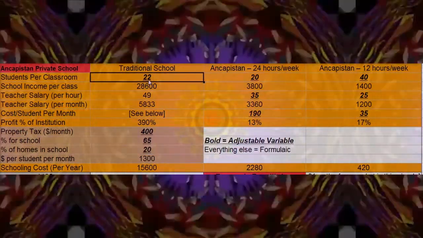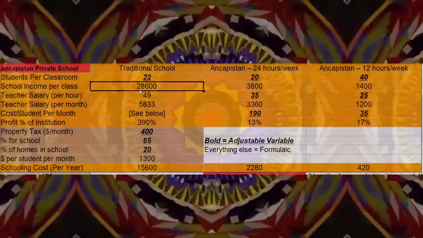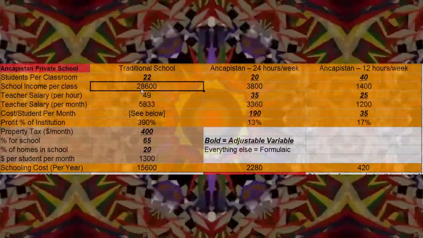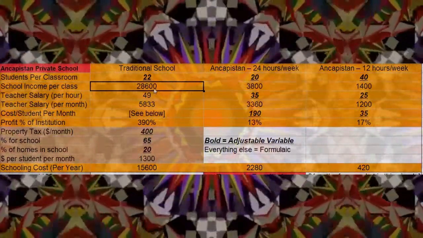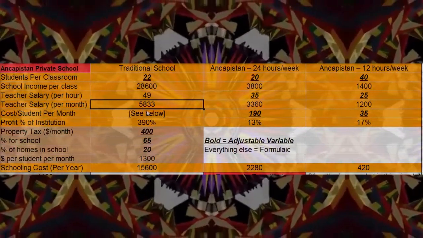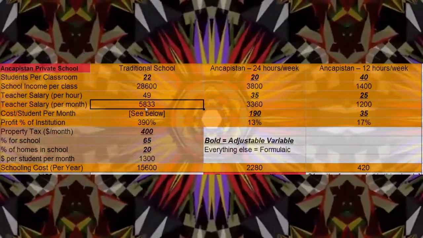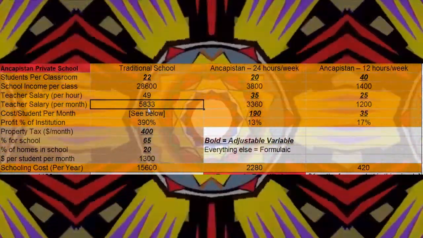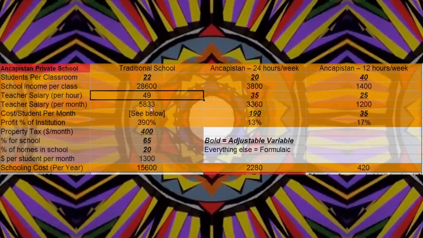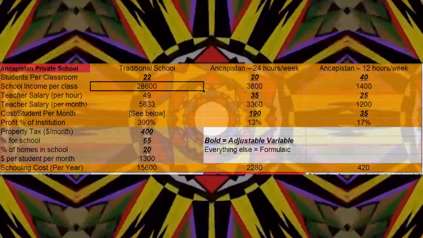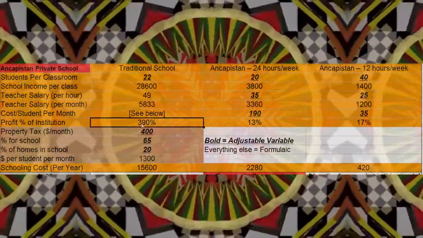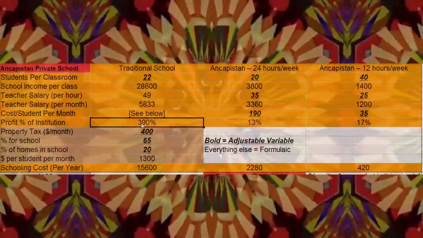This is the average from Google, 22 students per classroom, which gives you a revenue of $28,600 per classroom. This is derived also from Google, $70,000 a year per teacher divided by 12. You get $5,800 per month. You divide by 30 hours a week, and it gets $49 per hour. Now you just take these costs right here, the income, and divide by the teacher. You get a profit rate of 390% for public school.